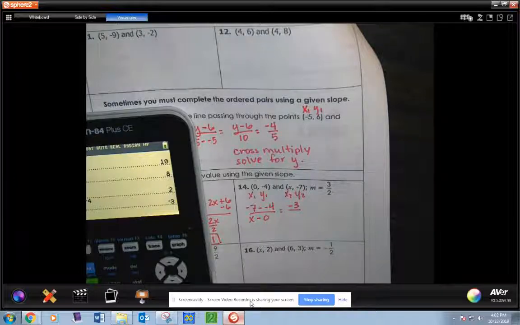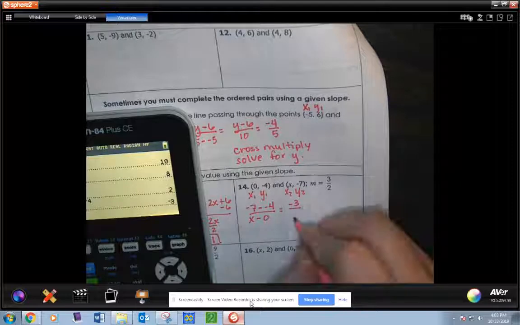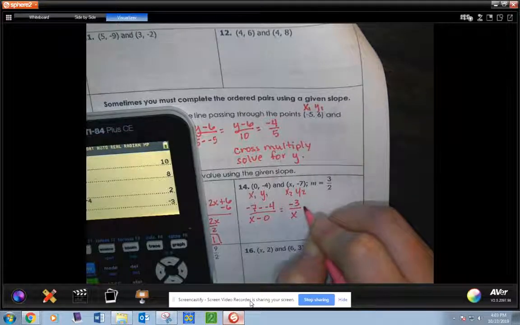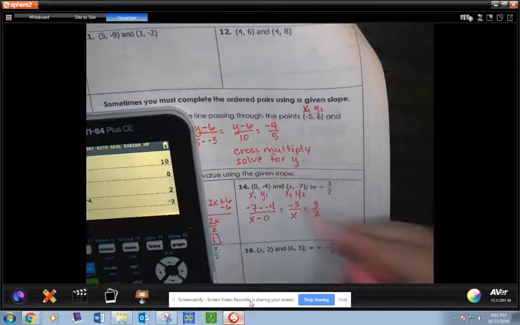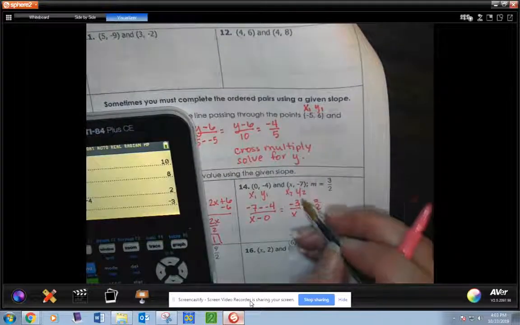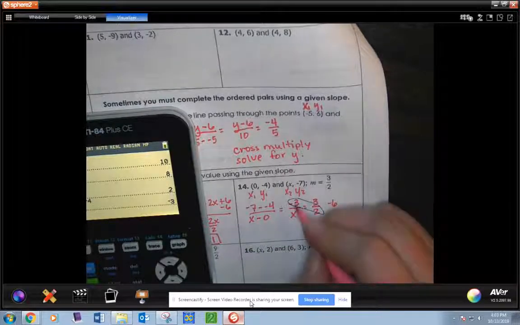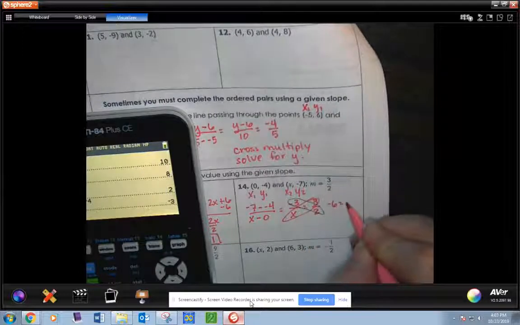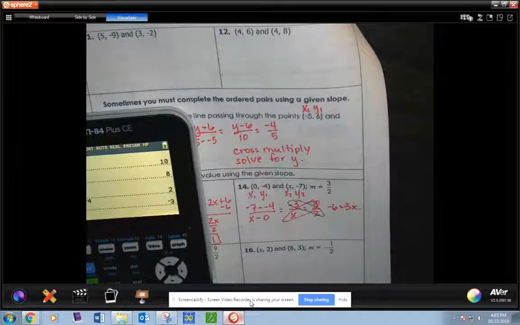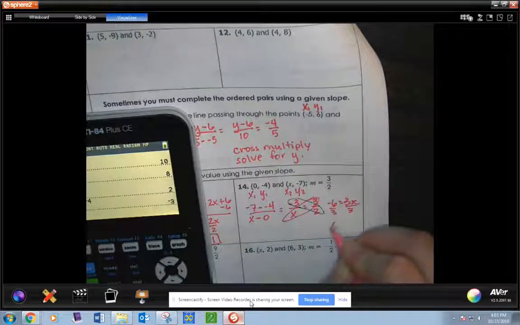But the cool thing about this one is when you have minus 0, you can just drop that because the 0 is not going to change. So all you have is x. Now that you have that, you set it equal to your m. So I bring m down, and we're going to cross multiply. Negative 3 times 2 is negative 6, and negative 3 times x is negative 3x. To get x by itself, I'm just going to divide by 3, and I get x equals negative 2.